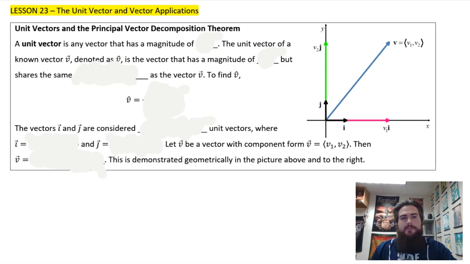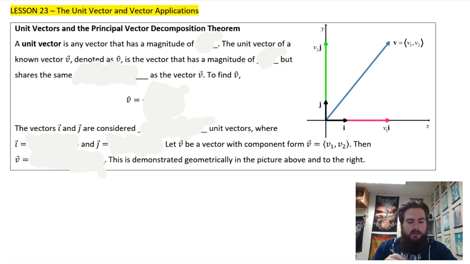Lesson 23, the unit vector and vector applications. In this lesson, we're going to be focusing quite a bit on the vector applications, cases where we can take a realistic problem, structure it with vectors, and solve using properties of vectors. However, we are also going to demonstrate what are called unit vectors in this lesson.